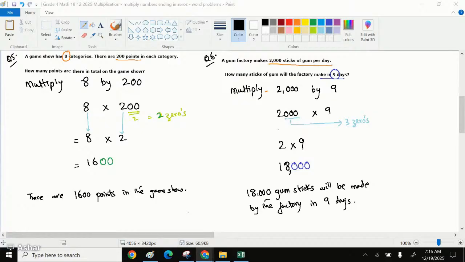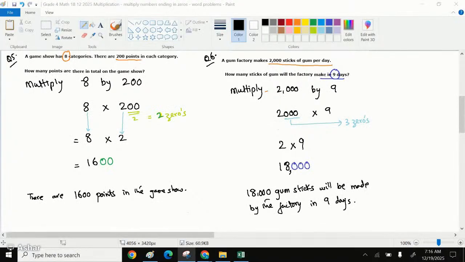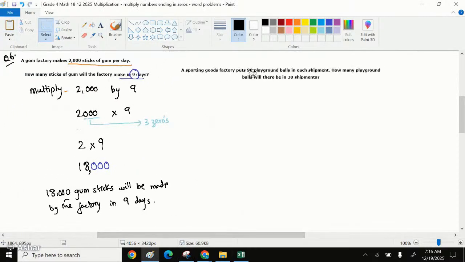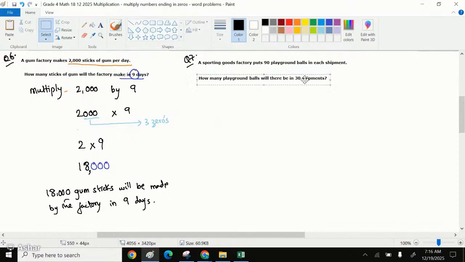Next is, okay, a sporting goods factory. They're talking about playground balls. We just copy this. And this is question number 7. Let's rearrange this. Okay, I would prefer keeping the question statement separately.